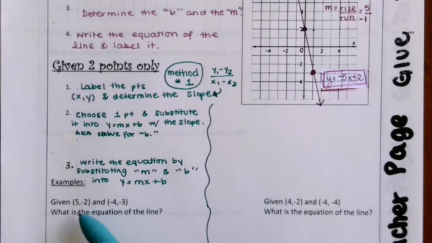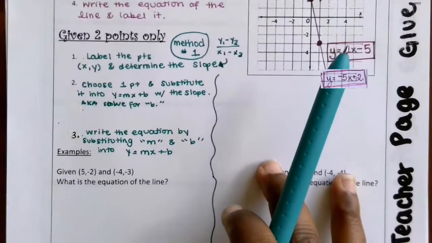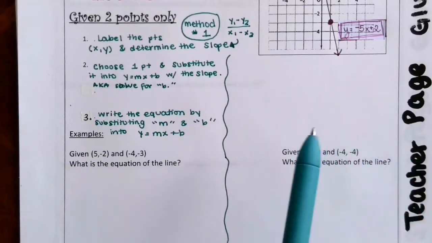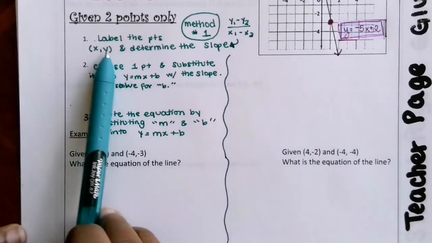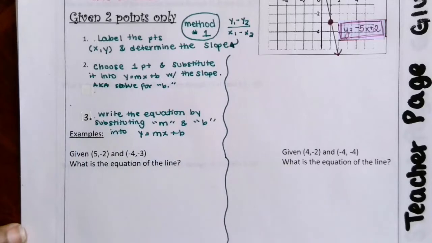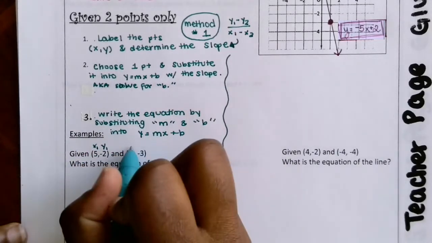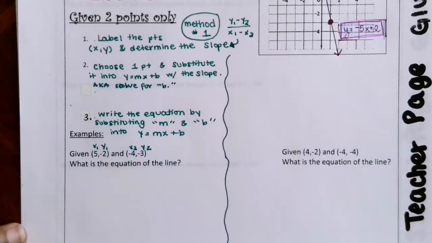All right, so now that we got our steps down, let's tackle this example problem. So again, given the point 5, -2 and the point -4, -3, what is the equation of the line? So we're going to start with step 1. Step 1 tells me to label the points as x and y, so x1, y1, x2, y2, and to calculate the slope.